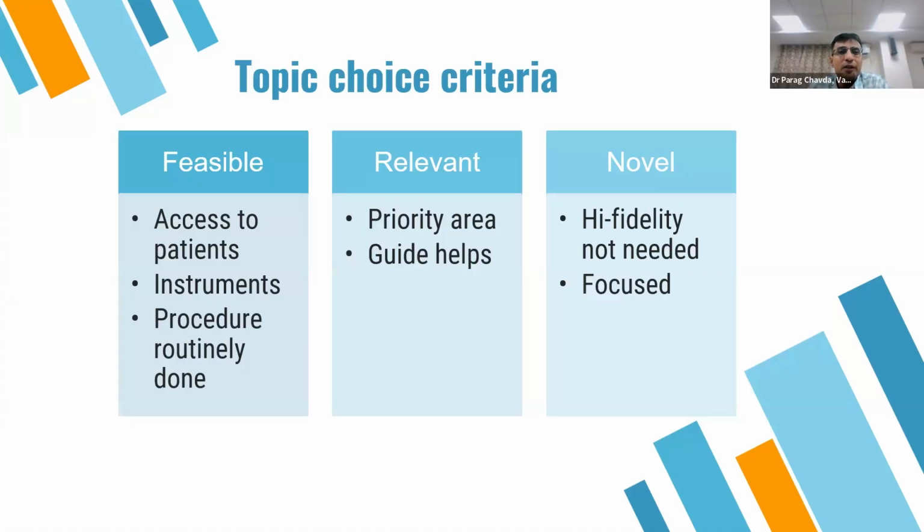The first and foremost is look at feasibility. So look at whether, let's say, if you are taking up patients from your hospital, do you have access to patients? So identify a disease where a reasonably large number of patients are coming. Don't pick up a disease where you don't see so many patients. If your study involves some instruments, identify that your department has those instruments and you will not be required to outsource investigations.